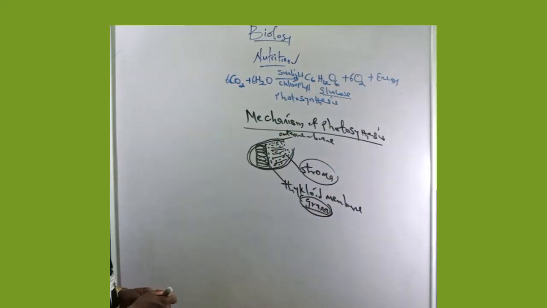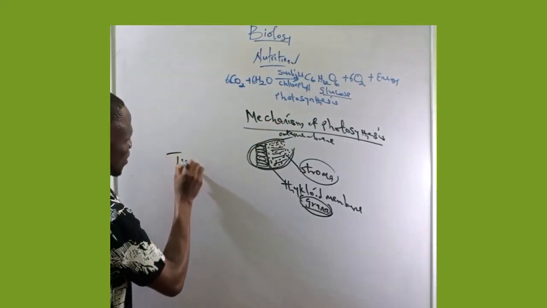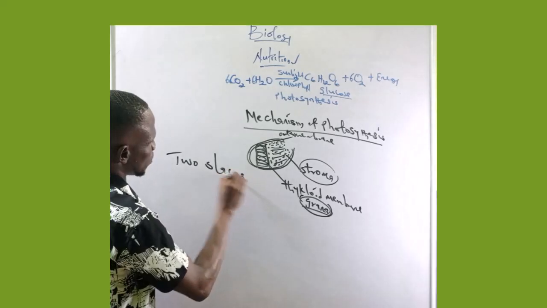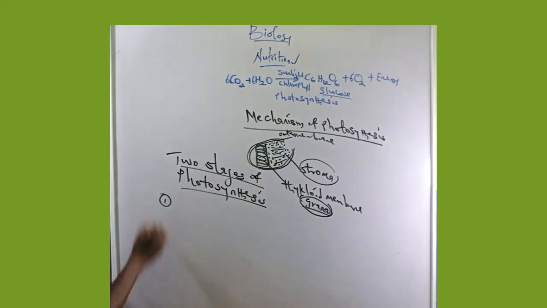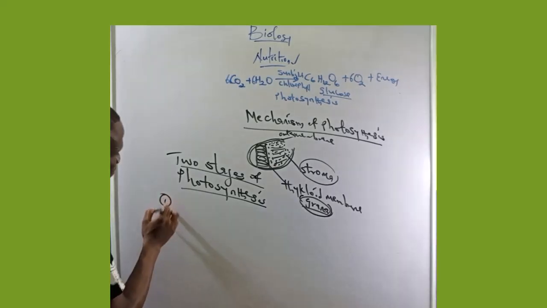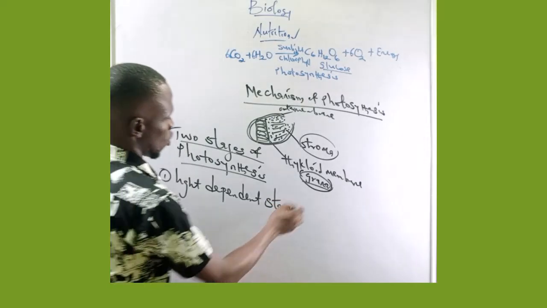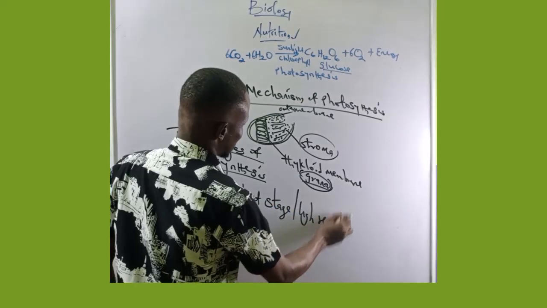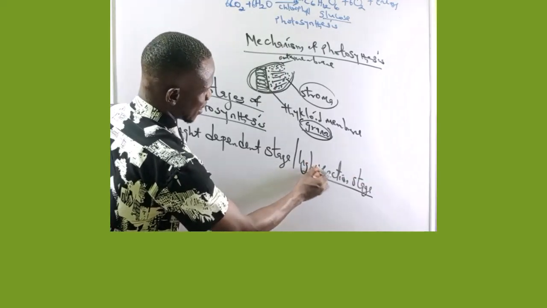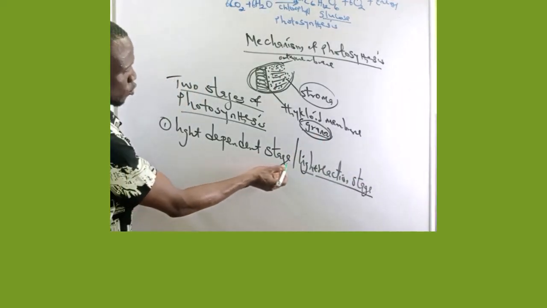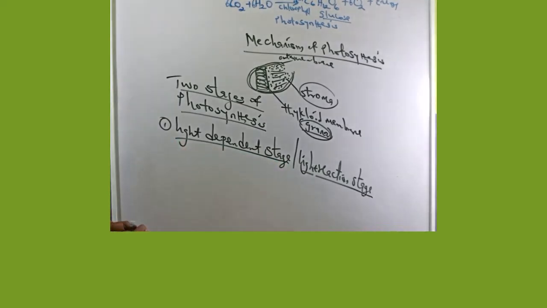So there are two stages of the mechanism of photosynthesis. The first stage of photosynthesis is called the light dependent stage. Some call it the light reaction. Light reaction is an old name. Today we prefer to call it the light dependent stage, as we are going to see why.